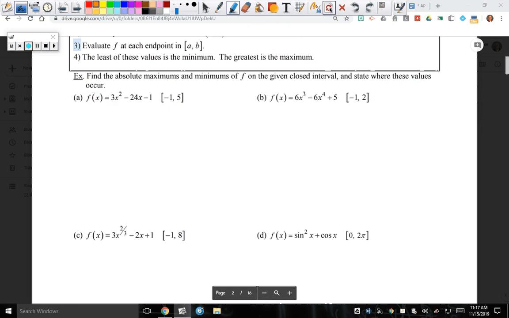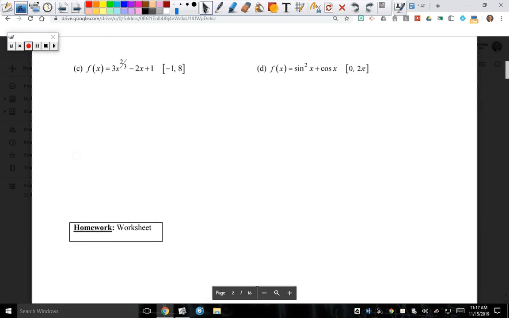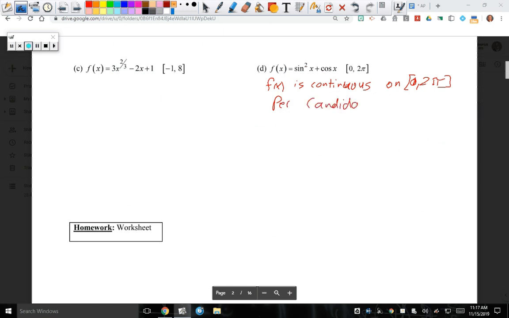Let's do one more of these just real quick. Let's go to D. So you would say f of x is continuous, I should have done this with the other one, no worries, on 0 to 2 pi, per candidate's test, and here we go.